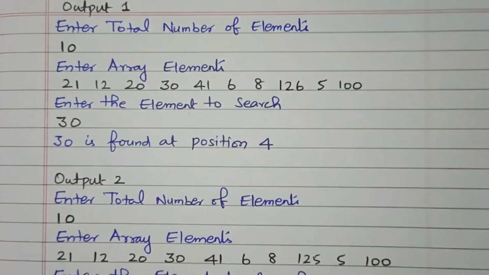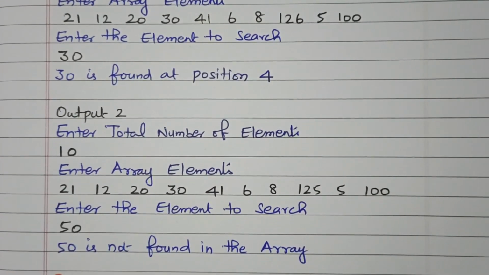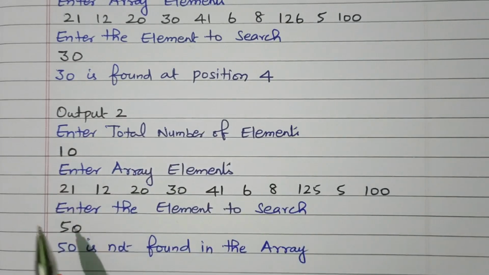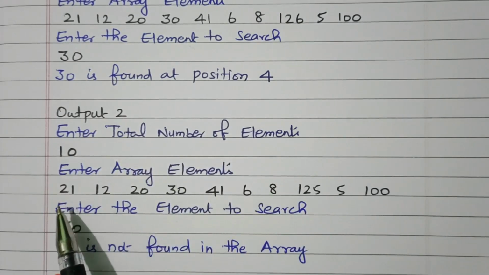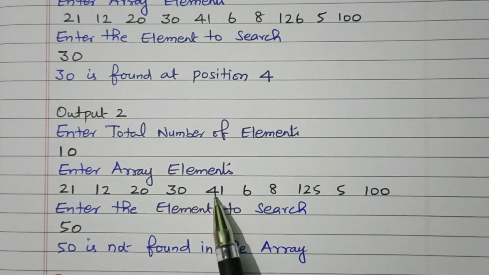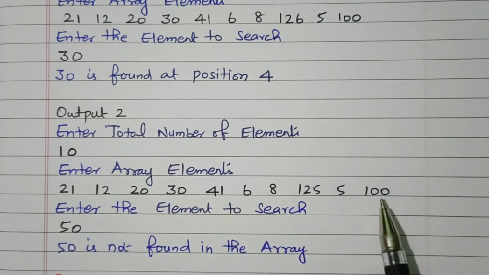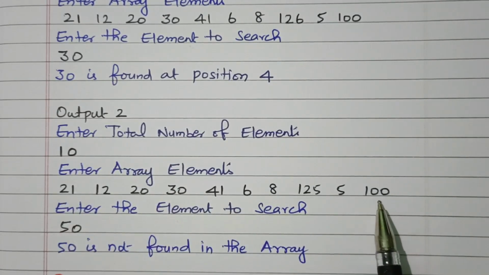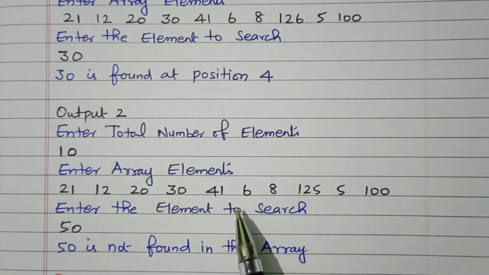Now we'll go to one more output, output 2. Enter the total number of elements, 10. Enter the array elements, same as previous: 21, 12, 20, 30, 41, 6, 8, 125, 5 and 100. But the element to be searched is 50. Earlier it was 30, now it is 50. See, this 50 is not available. So it will check the numbers one by one. 50 is verified with 21, 12, everything, but it is not equal. So the entire loop will execute 10 times and then the loop is terminated.